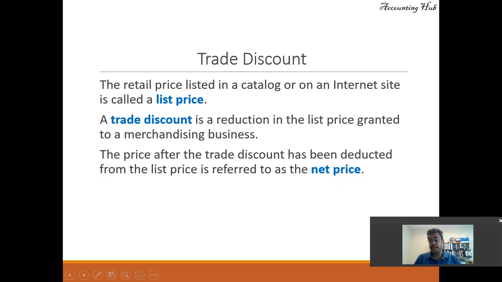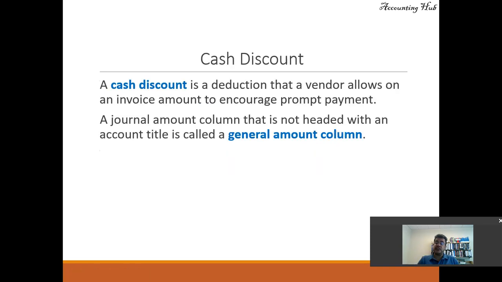So okay, I am purchasing something and the list price is $100. I get a $10 trade discount. My net price is $90. I will record the $90. However, we also have the cash discount, and this one we record because it is a deduction that a vendor allows on an invoice amount to encourage prompt payment.